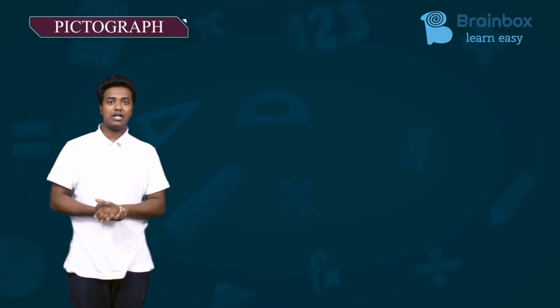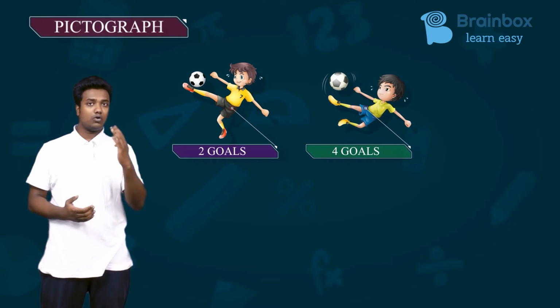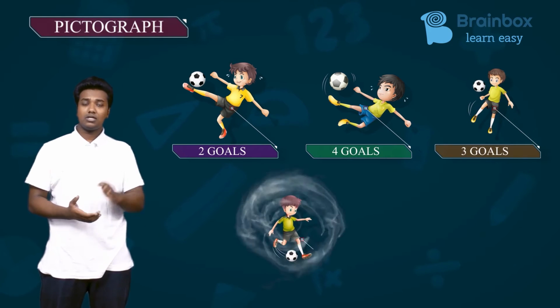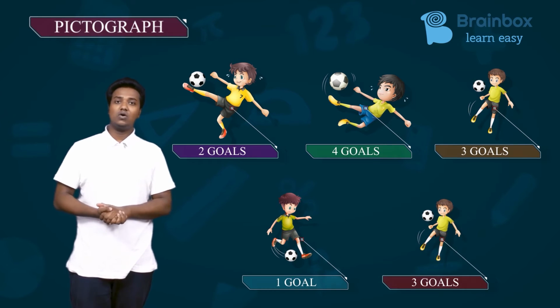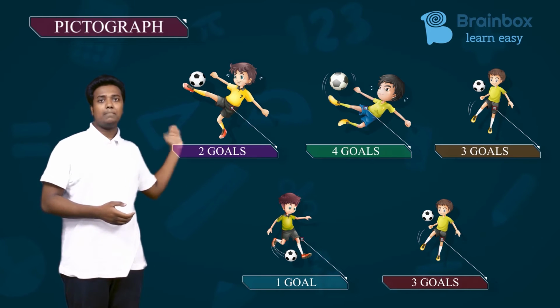If we analyze his data in the past 5 matches, in the first match he has scored 2 goals, in the second he has scored 4 goals, in the third he has scored 3 goals, in the fourth he has scored 1 goal, and in the fifth match he has scored again 3 goals. So what do you analyze from this data? They are just numbers, right?